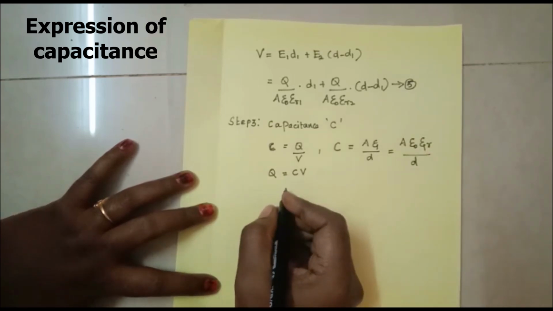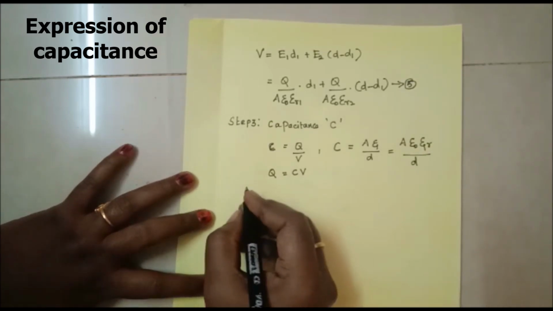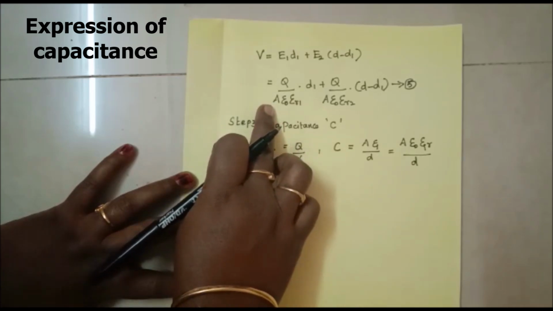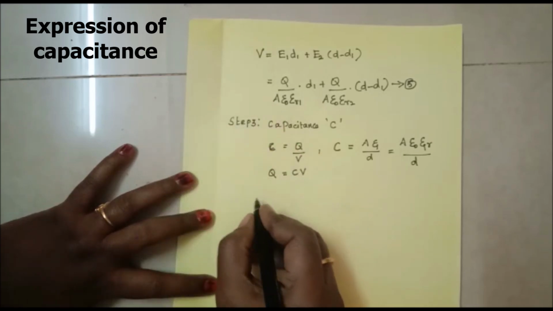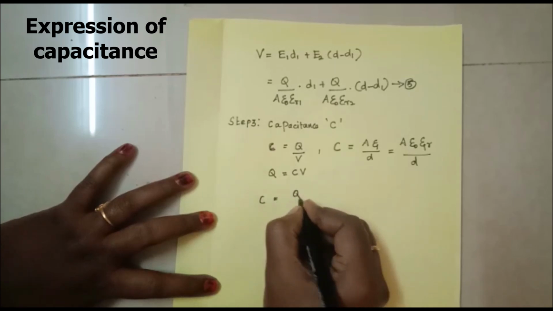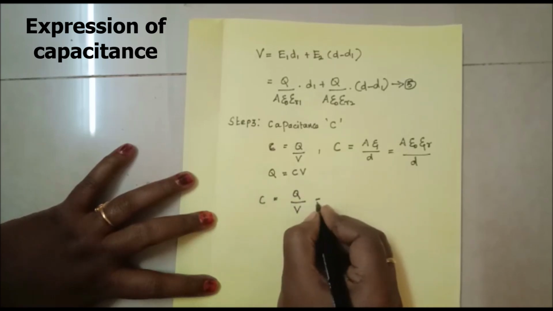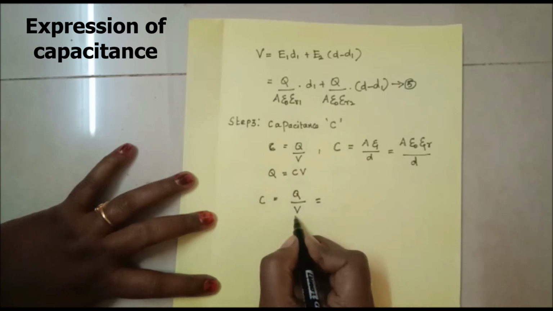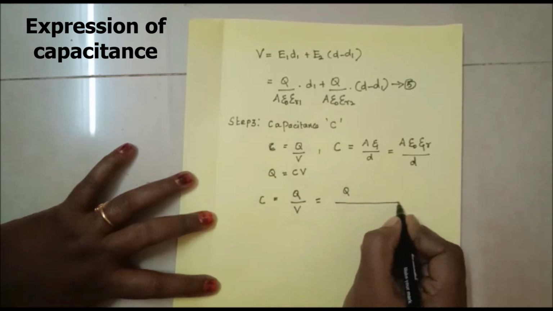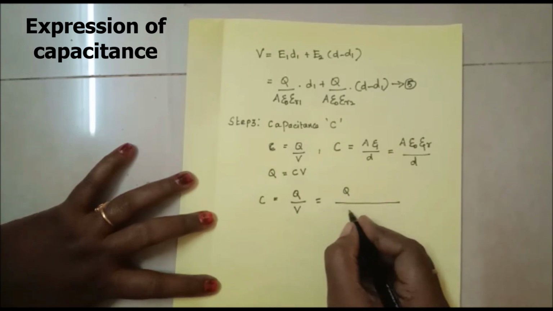Okay, and now we are going to write down the expression for V, which has been derived in step number 2. So from this, the capacitance equation can be written as Q by V. Now we are going to substitute the expression for V in this expression. Here we can substitute equation number 5 in this expression. So Q divided by the expression for V.